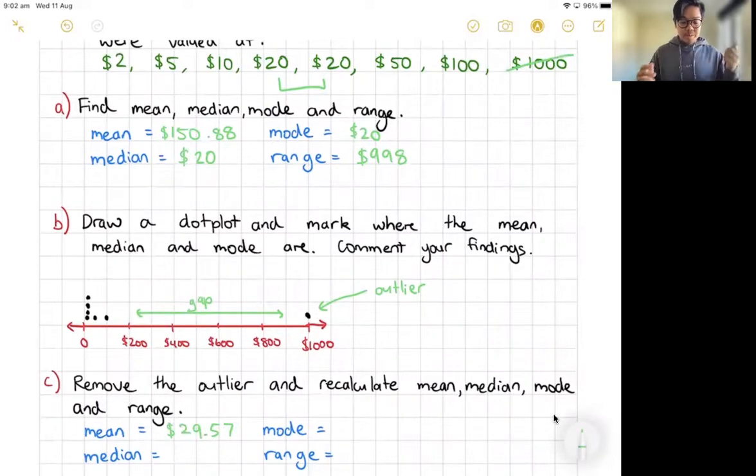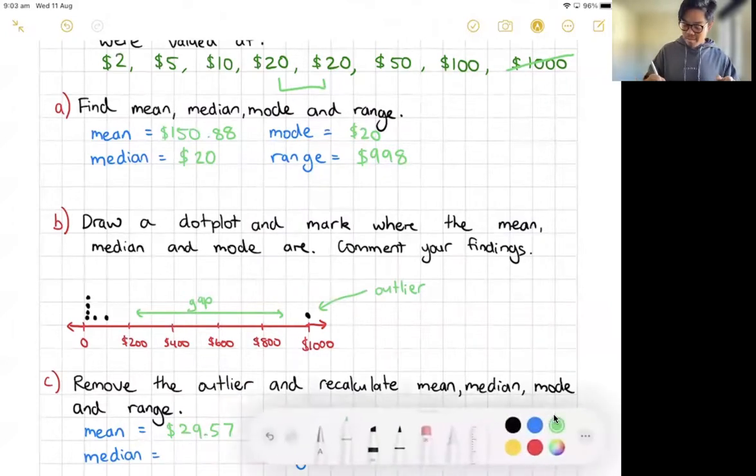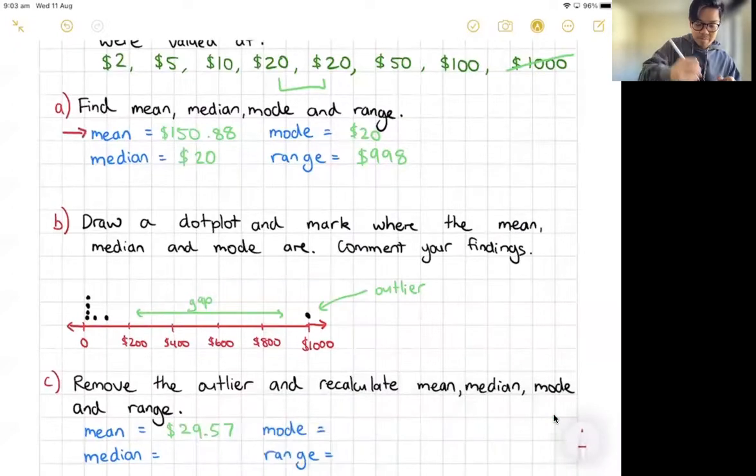Now I recalculate the mean, so 2 plus 5 plus 10 plus 20 plus 20 plus 50 plus 100, right? And I'm going to divide it by not 8 scores this time, because I'm really only adding 7 scores. So if I divide it by 7, my answer becomes 29.57. Now notice how that's very, very different from my other mean, right? That mean was 150, but this mean, just by taking out 1 score, is now 29.57.